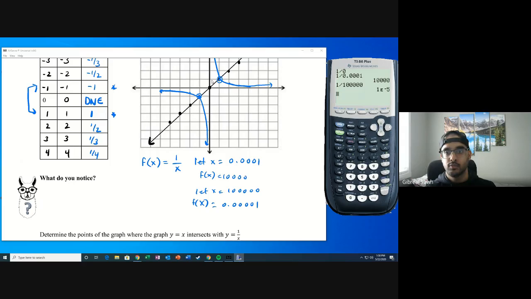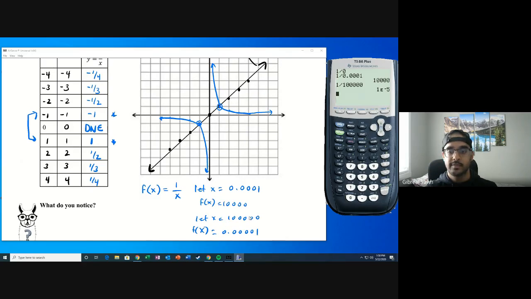So if my x was really, really large, my y is actually very, very small. So I am getting very, very close to that x-axis. Now, if I would have chosen an x value of 1,000,000, I would have 1 times 10 to the power of -6. I'd be getting magnitudes closer to that x-axis, but again, wouldn't actually ever touch it.